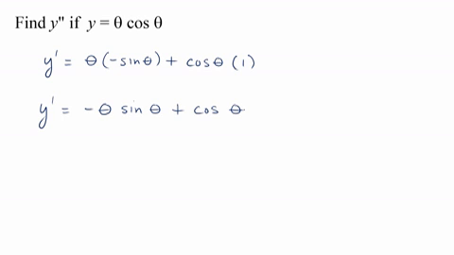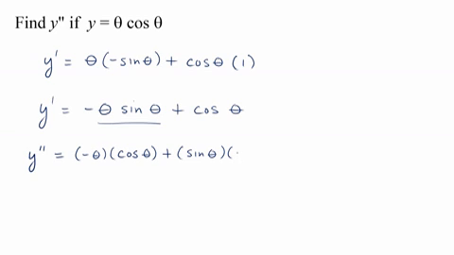Now it's time for the second derivative. Second derivative, again differentiating each term, we need to use the product rule with the first term. So again, that's first negative theta times derivative of the second, the derivative of sine is cosine, plus second function sine theta times derivative of the first, derivative of negative theta is negative 1, plus the derivative of cosine theta, which is negative sine theta.